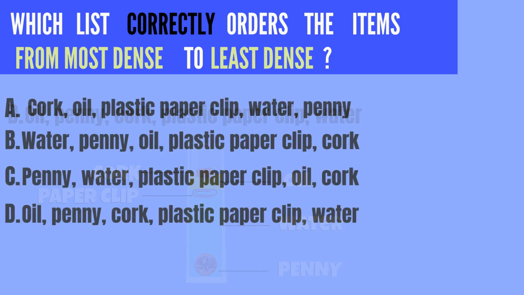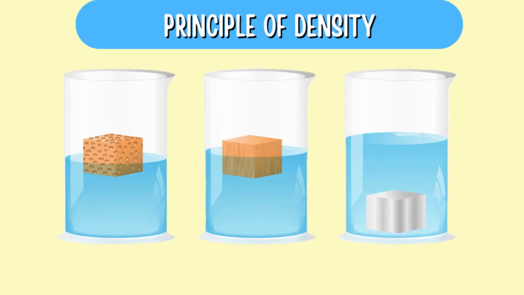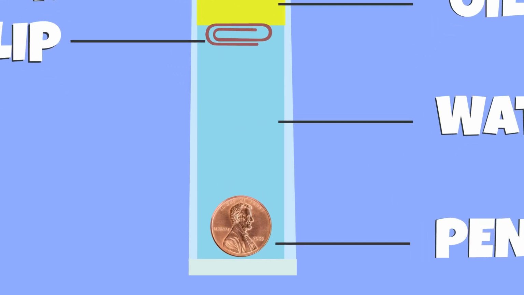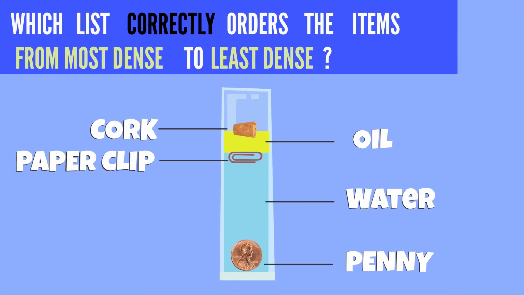As we walk through these options, think about the principles of density. Objects that are more dense in the liquid sink, while those that are less dense float. From the observations made, the penny sank to the very bottom and the cork floated to the very top, indicating which of the objects was the most dense and which one was the least dense.